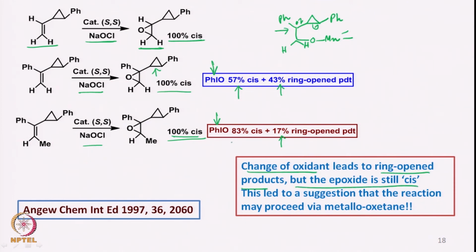As you can see, the epoxide is still cis. So it means that there is a possibility of the reaction proceeding via a metallo-oxetane intermediate and then opening up to form the ring open product via radical means, or it closes immediately without isomerization to form the cis epoxide. So this is what is mentioned in this particular paper that you can read.